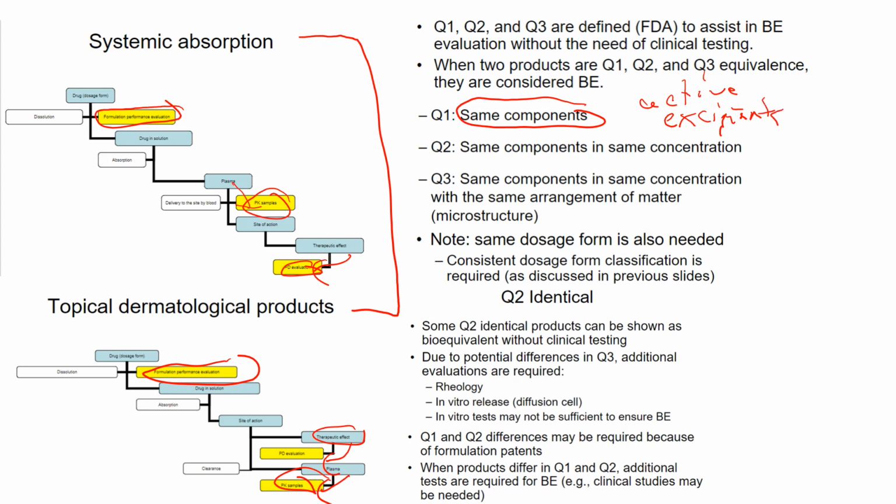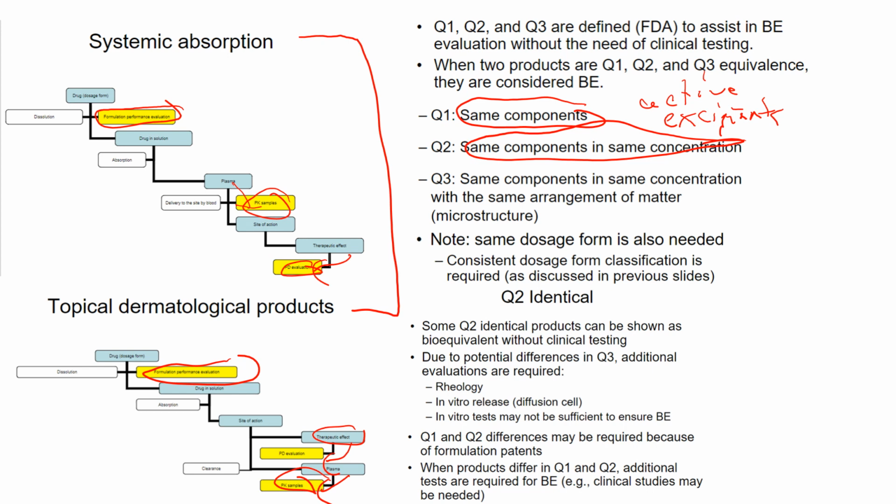That's where Q2 varies. Same components in the same concentration, right? Same everything. If you use like methyl cellulose as an excipient for whatever reason, it would need to be the same concentration as the actual drug. But as long as everything's still there, it doesn't really matter. Q3 is the hardest to do.